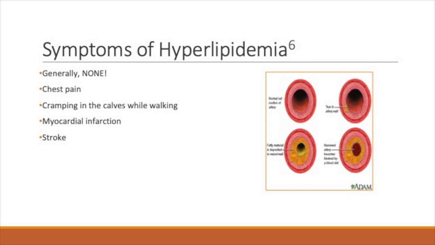But you can also experience chest pain, cramping in the calves while walking, myocardial infarction, and stroke, especially when you have disease progression. The image on the right shows obstruction of the blood vessels and stiffness of the blood vessels, and that's something we really want to avoid.